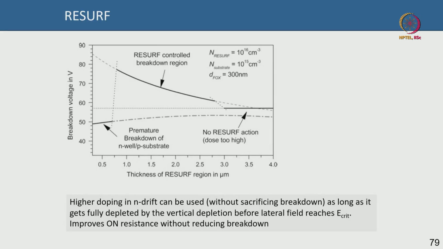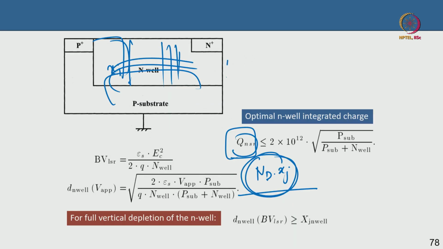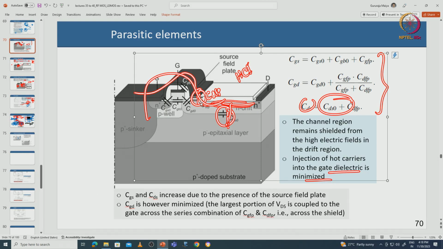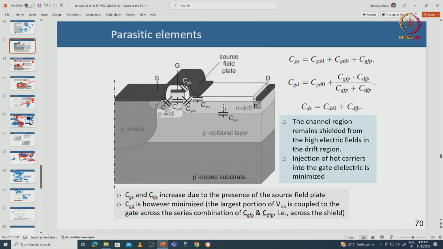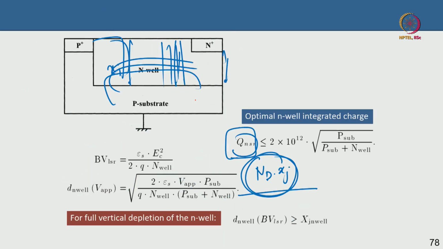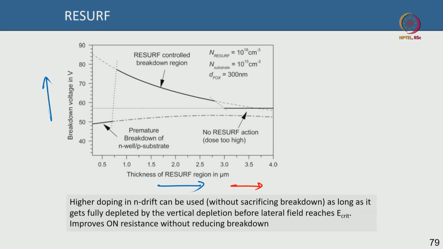So this is precisely plotted here. This is breakdown voltage on the y axis, and this is the thickness of the RESURF action. You can say the thickness of the RESURF action is the thickness of this well, the n type drift region, okay, so I am not going to confuse you again. It means this is your junction depth xj, that thickness is on the x axis, it goes from 0 to 4 micron, and this is the breakdown voltage.